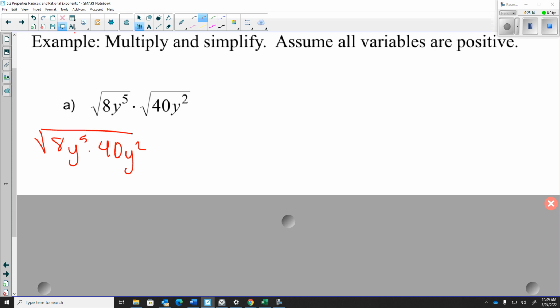We do numbers, then we do variables. What's 8 times 40? 320. And what's y to the 5th times y squared? Y to the 7th, because multiplying means adding, right? Okay.